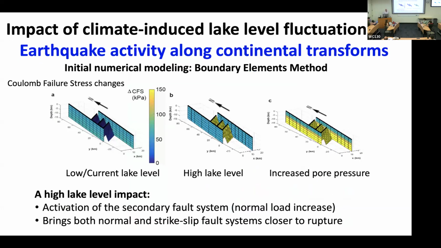So in the initial modeling that we did, we looked at what happened during low lake level, and then we increased the load, just high water level, and it activated the normal fault over here. So just to give you, this is the strike slip fault over here, and these are normal faults. So this is a more idealized situation. And when we change the pore pressure, we are activating both fault systems. So this is a preliminary result.